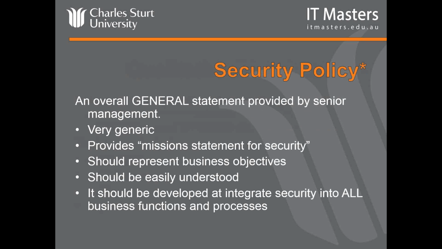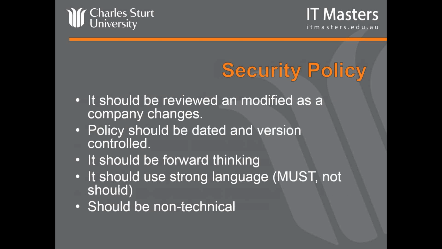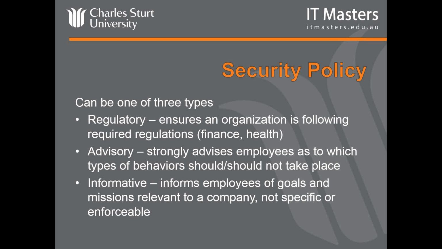But at the end of the day, we need a security policy in place. It needs to be generic. We're not going to say we must use Windows 8. It should be we have secured computers. That's a policy statement. How we secure them then comes down into other documents, but we need something as generic as we will have secured computers. It gives us our mission statement for security and the objectives of the business, and it needs to incorporate the entire business. It really needs to be must-type statements, non-technical, forward-thinking, and it needs to be dated and version controlled, so we update or review it all the time. And it can come in regulatory, advisory, and informative types. So depending on the type of organization you're with, once again.